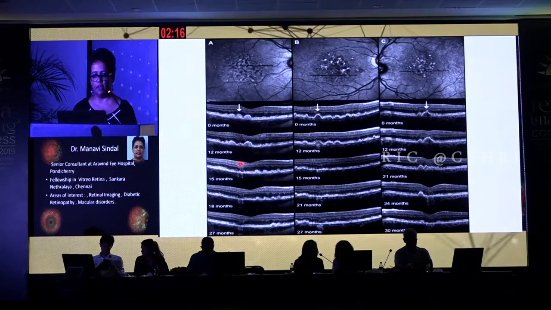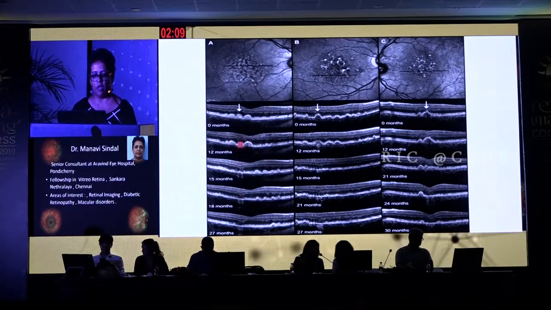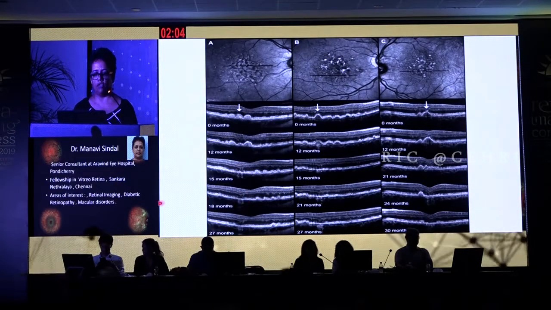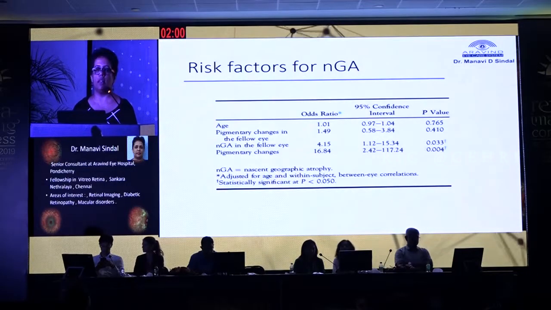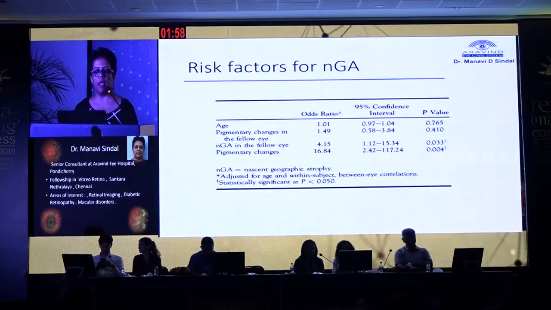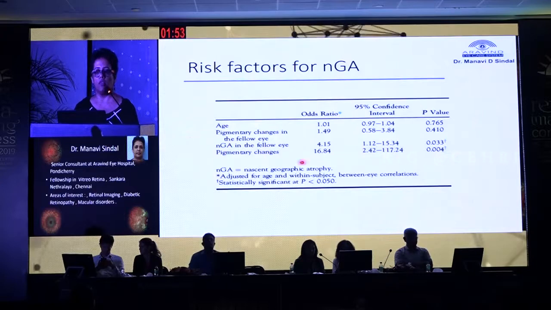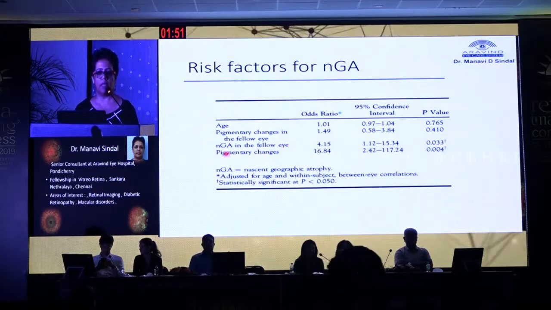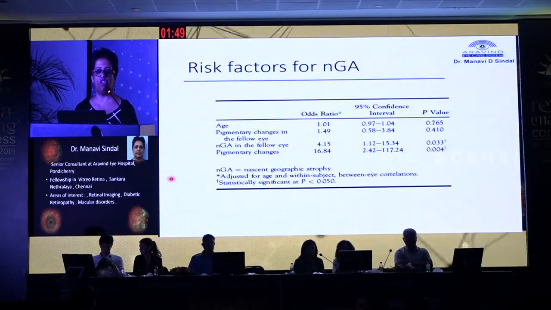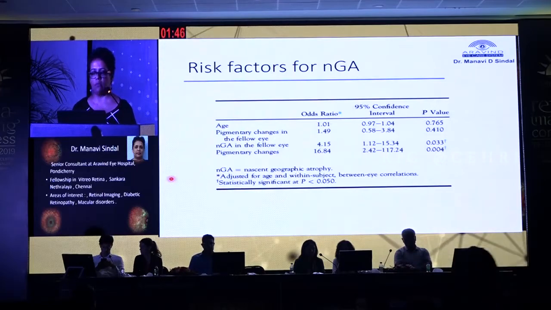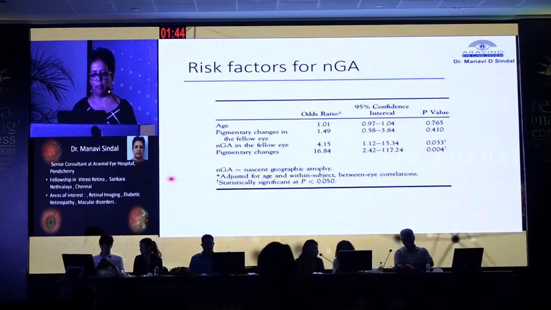Here you notice the subsidence of the layers happening. With time there's increased transmission of the signal below. So something over here is nascent geographic atrophy. Here it's progressed to Drusen associated atrophy. So when they looked at these patients with nascent geographic atrophy over time, the two most important factors were a presence of NGA in the fellow eye, which had 4 times higher risk of developing NGA, and a presence of pigmentary changes, which was as high as 16 times more likely to develop NGA over time.